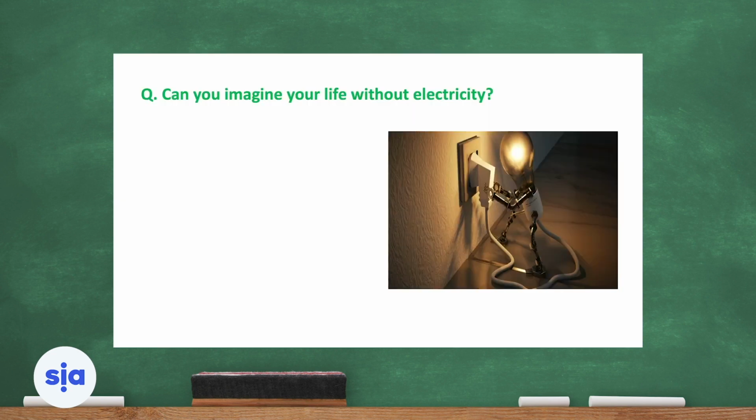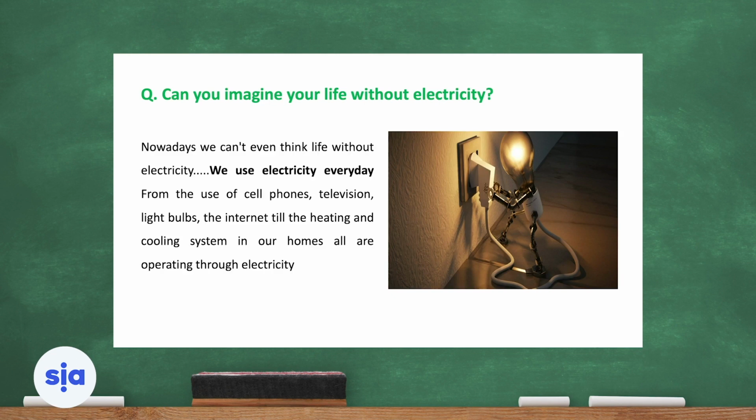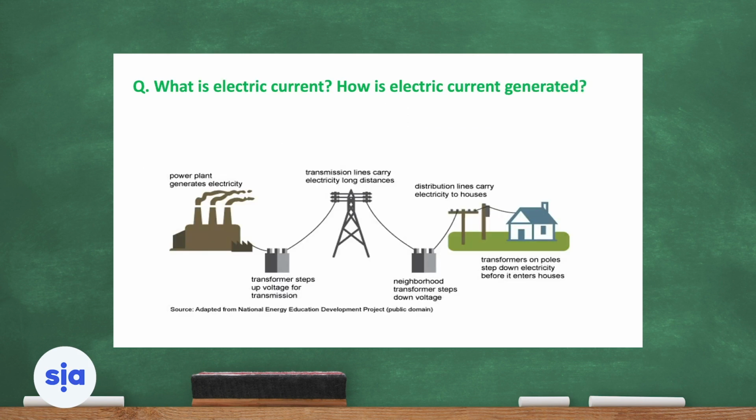Can you imagine your life without electricity? I don't think so. Nowadays, we can't even think of life without electricity. We use electricity every day. From the use of cell phones, televisions, light bulbs, and the internet, to the heating and cooling systems in our homes, all are operating through electricity. But what is electric current? And how is electric current generated?